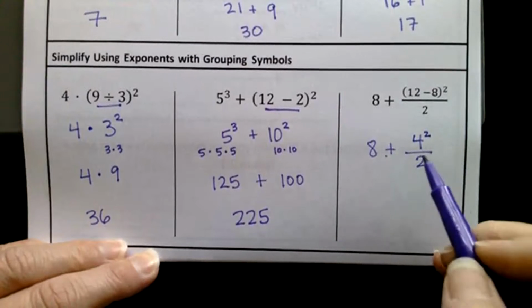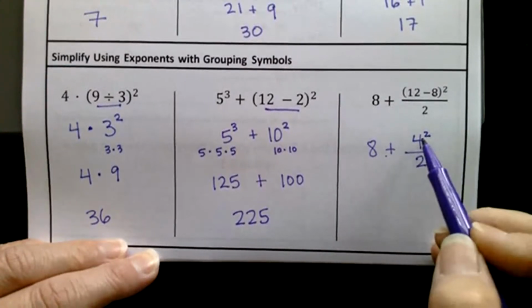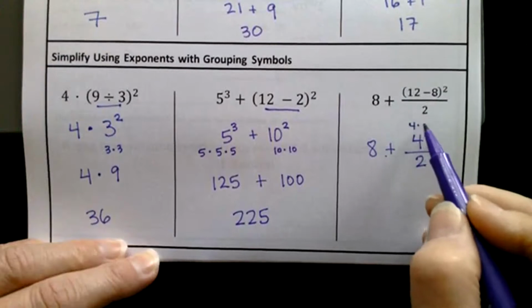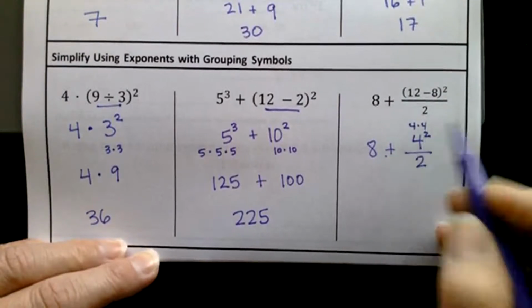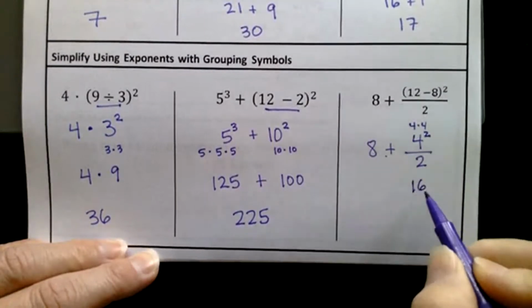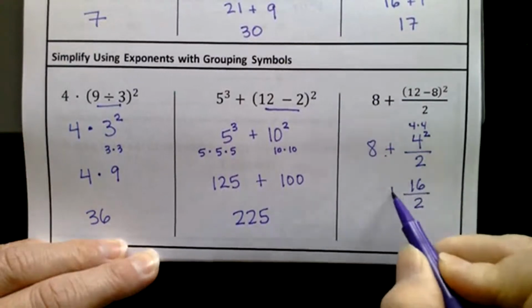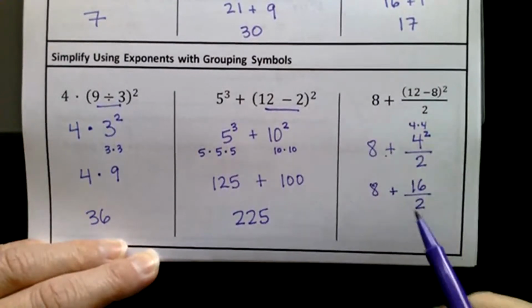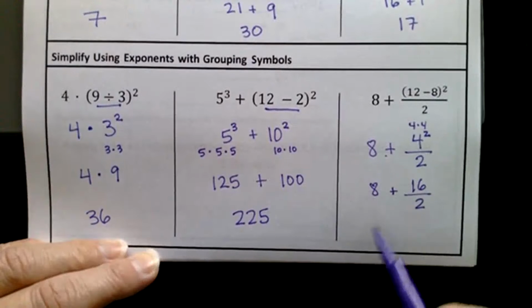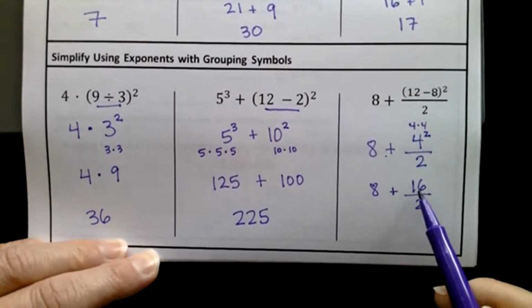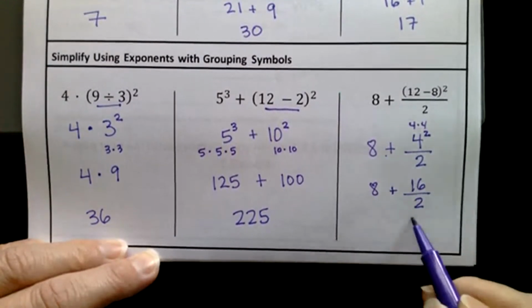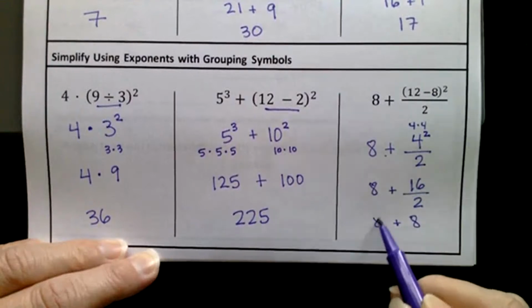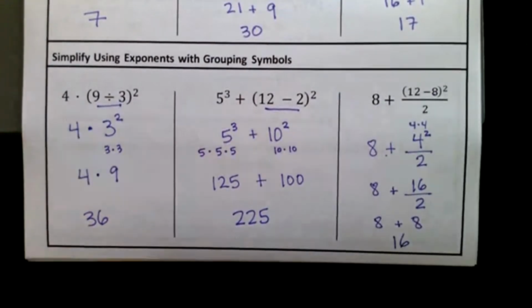Okay. Order of operations says I do this exponent next. So this is 4 times 4, which is 16. So now I'm going to rewrite the problem with 16 there. 16 divided by 2 plus 8. Order of operations says I do division before addition. So I'm going to do this division first. 16 divided by 2 is 8. So 8 plus 8 is 16.